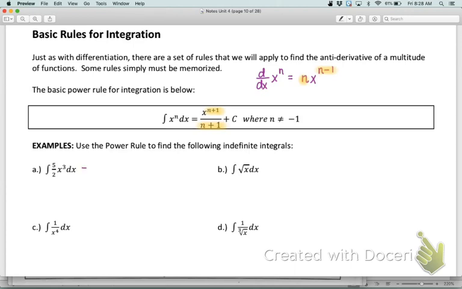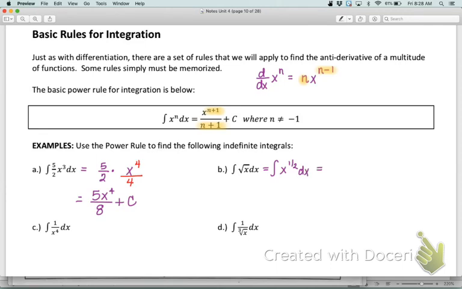So for number 1, the antiderivative of 5/2 x to the third. The first thing that we're going to do is keep our 5/2. Just like with derivatives, you can pull the constant. And now we're going to work with the x cubed. So the first thing I do is add 1 to the exponent. So my exponent is now going to be 4. And then I divide by my new exponent, which is 4. Now we just need to simplify this down. So when we multiply straight across, we get 5x to the 4th over 8 plus c. And that's our antiderivative.